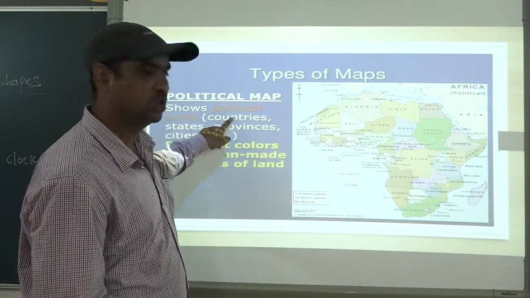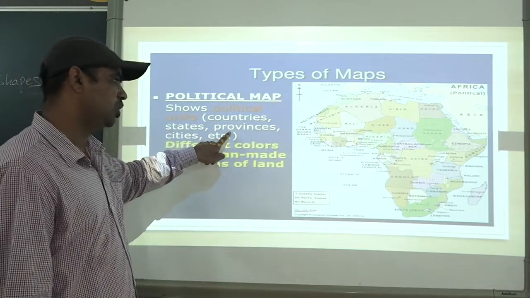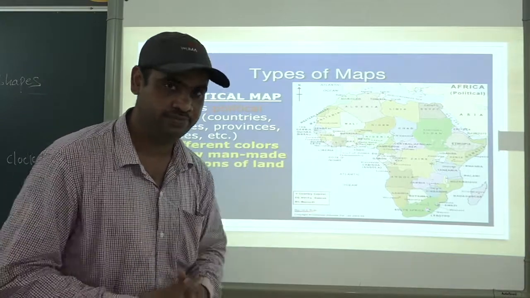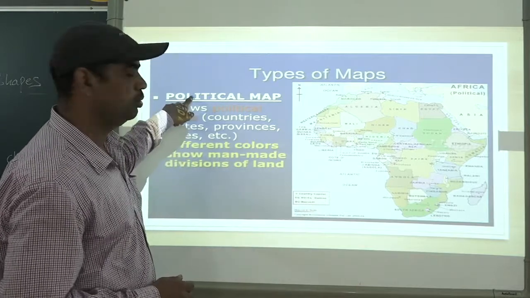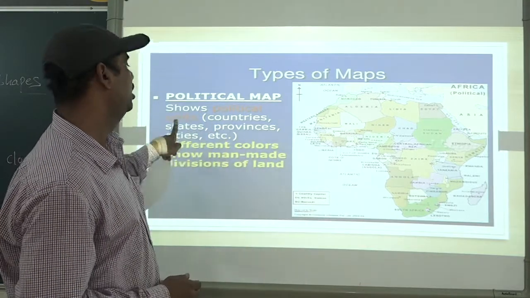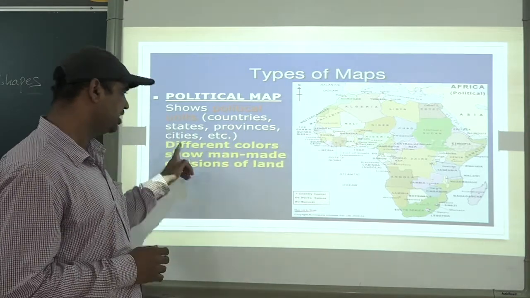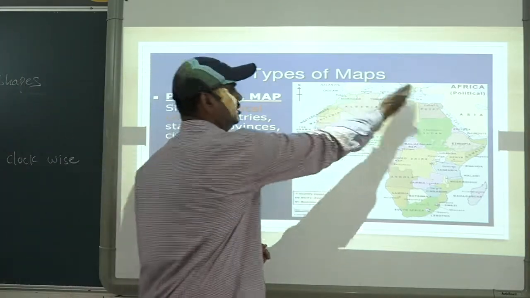A political map shows countries, it shows states, it shows provinces. A state can again be divided into provinces, like Marathwada, Vidarbha. Cities can also be shown on a political map. A political map shows these many things: countries, states, provinces, cities. Different colors show the man-made division of land. So this is man-made division.